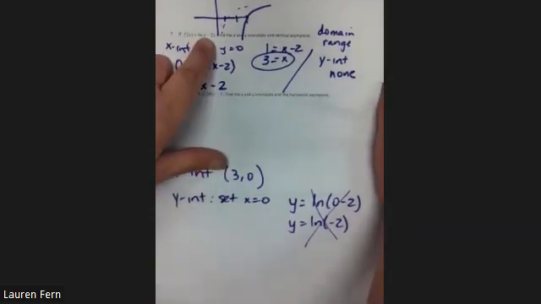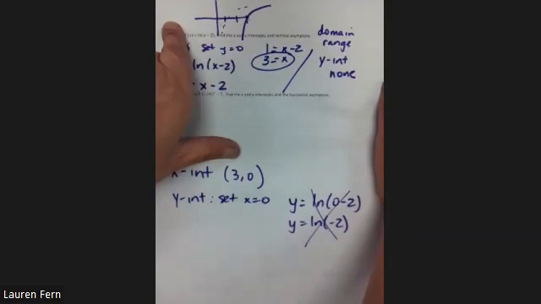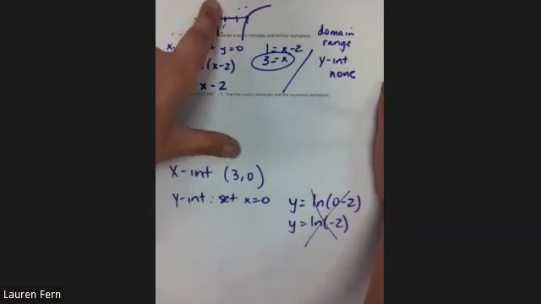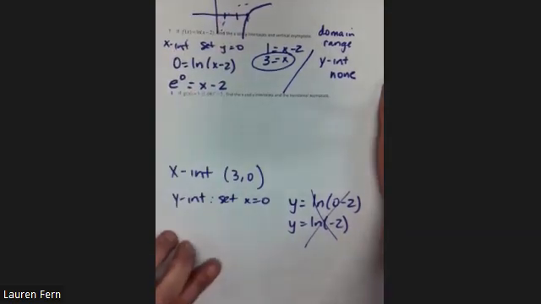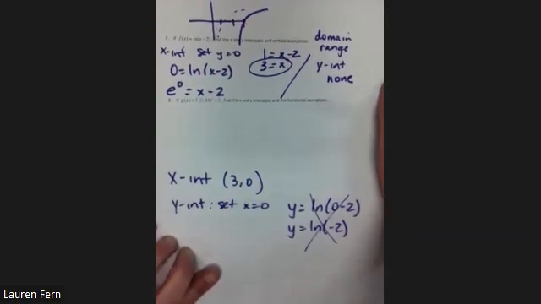Now, if I had a plus in here and I was scooting it this way to the left, then I would have a Y-intercept. All righty.